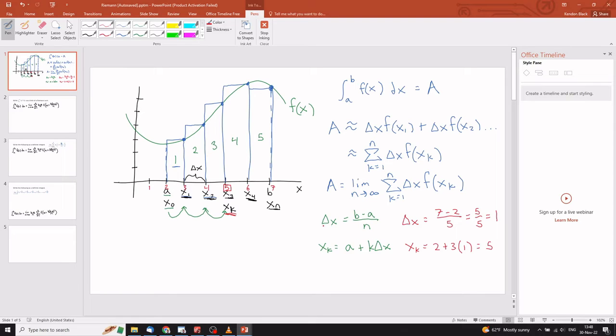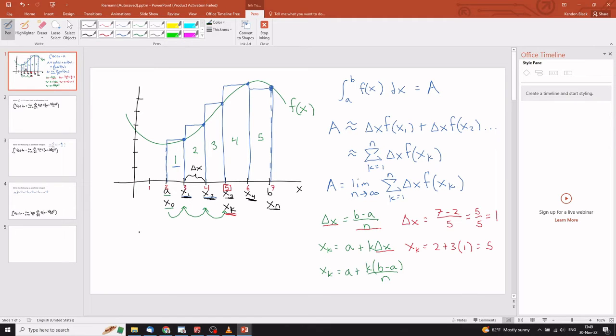And one final thing, we have this delta x within our x sub k formula. I want to go ahead and substitute the breakdown to break down x sub k even more. So finally, we're going to end up with x sub k is equal to a plus k times b minus a over n. And now we're finally ready to write the equation that's going to relate the definite integral to the infinite limit of the Riemann sum.